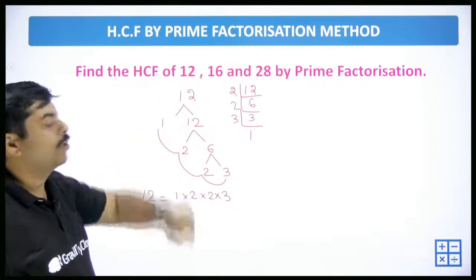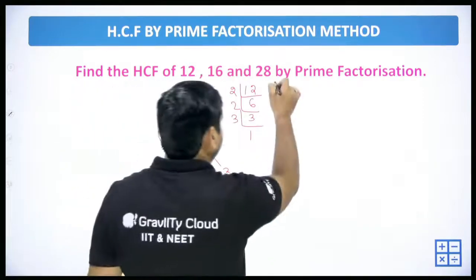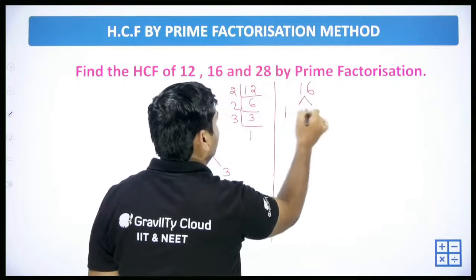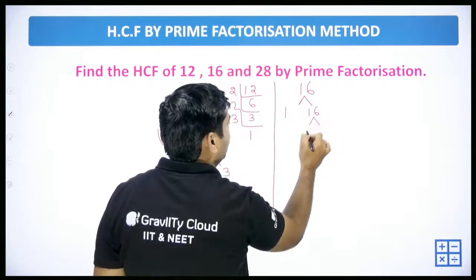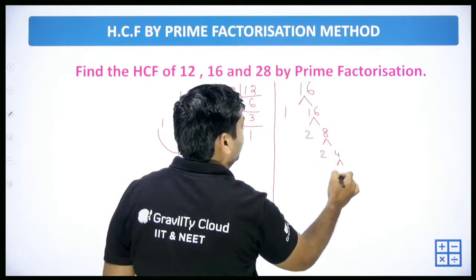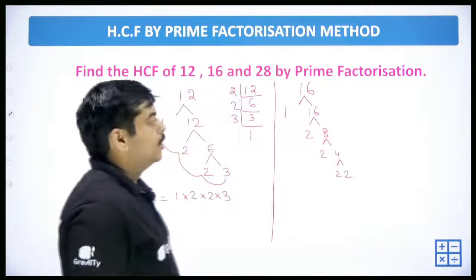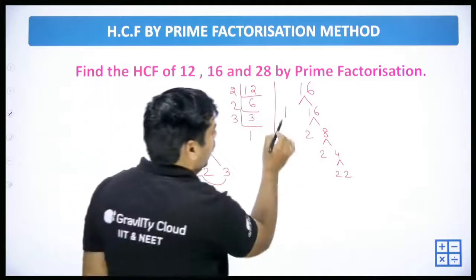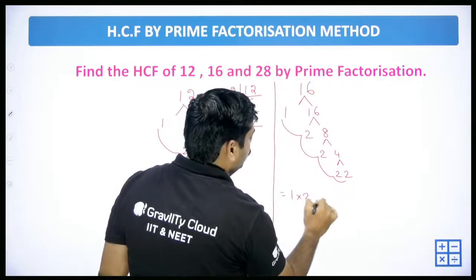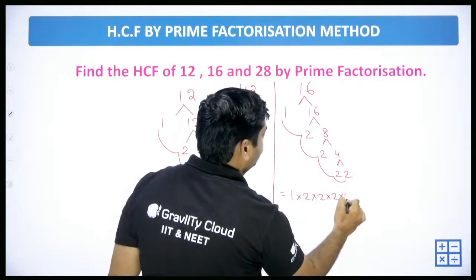Okay, the next one we are going to discuss is 16. So 16, if we write the factor tree, we can write it as 1 into 16. That 16 can be written as 2 into 8. 8 can be written as 2 into 4. 4 can be written as 2 into 2. So we can write 16 as 1 into 2 into 2 into 2 into 2.